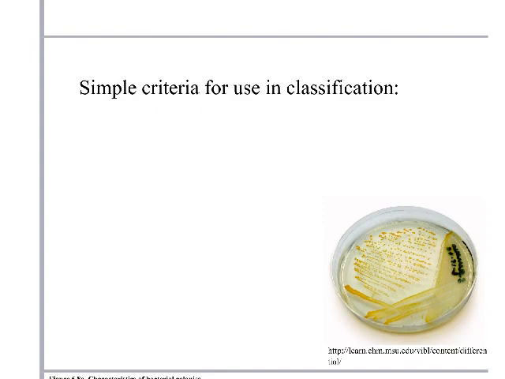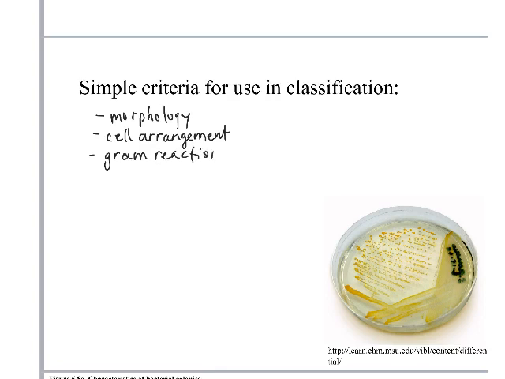So again, some simple criteria that's used for classification. We talked about morphology. We talked about cell arrangement. We're going to talk in more detail about gram staining and gram reaction. Whether an organism is gram-positive or gram-negative is generally the first question we ask when we're trying to identify an organism. So that's a really important thing for classification.